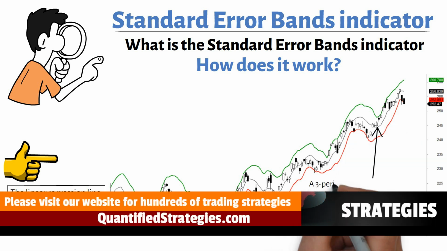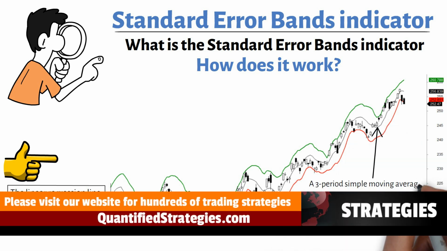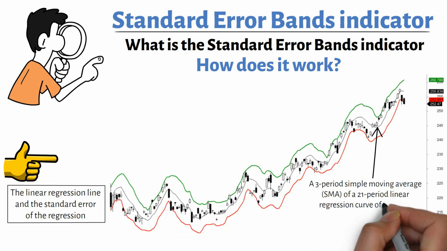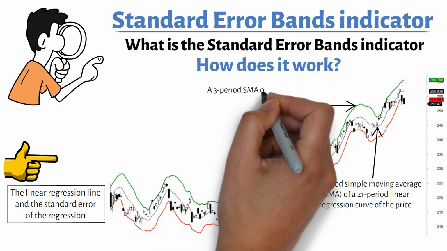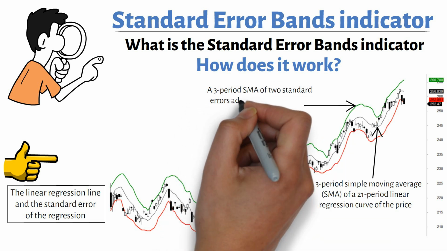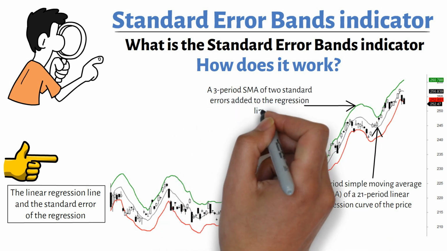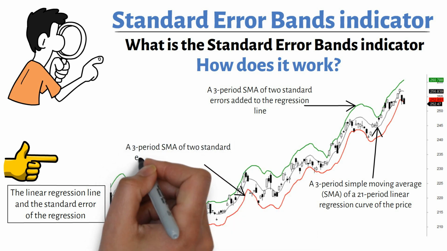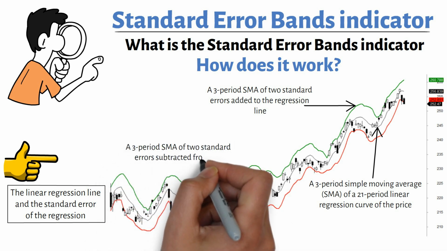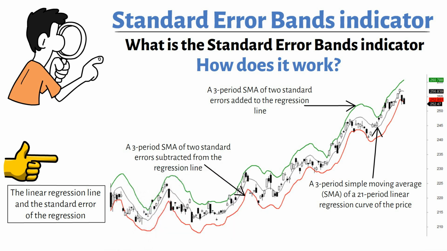1. The middle line is a 3-period simple moving average, SMA, of a 21-period linear regression curve of the price. 2. The upper band is a 3-period simple moving average of 2 standard errors added to the regression line. 3. The lower band is a 3-period simple moving average of 2 standard errors subtracted from the regression line.